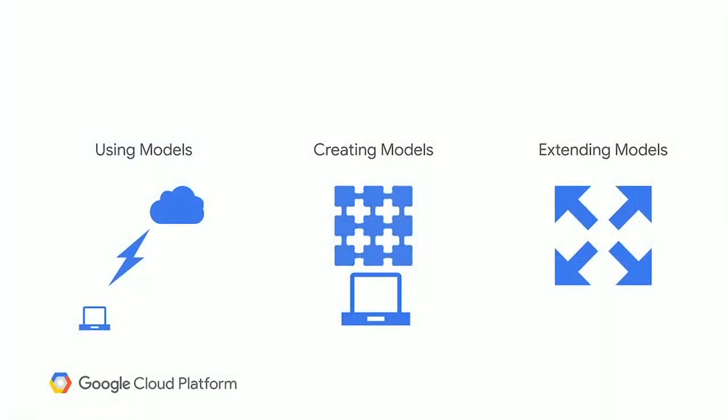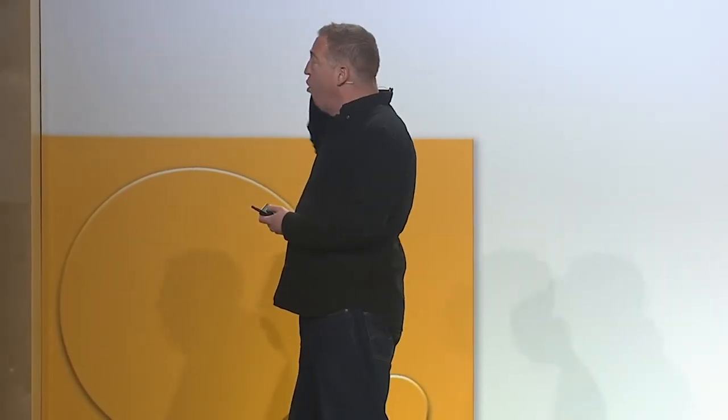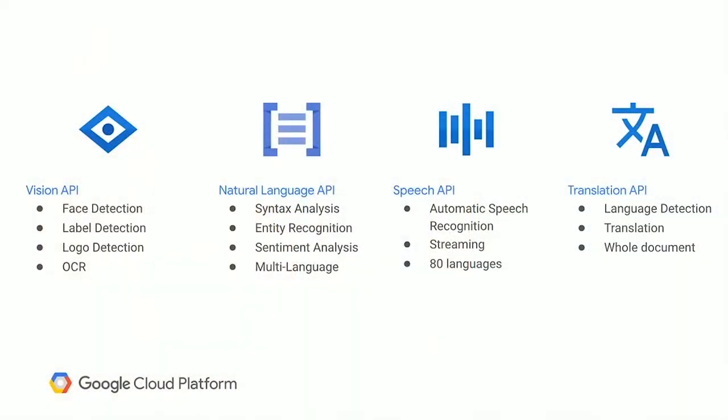Typically, we have three kinds of ways of using ML on GCP. The first is to use our models. The second is to create a model. And the third is to extend and go further with models. So we talk about using models. We have some of the models that we use the most already exposed in the form of ML APIs: Vision API, Natural Language API, Speech API, Translation API.